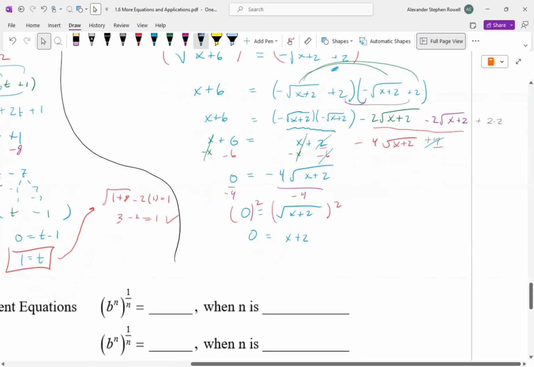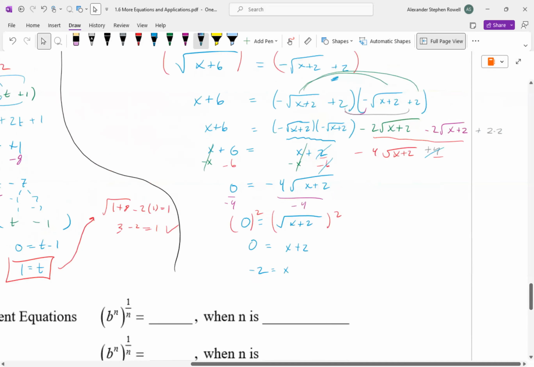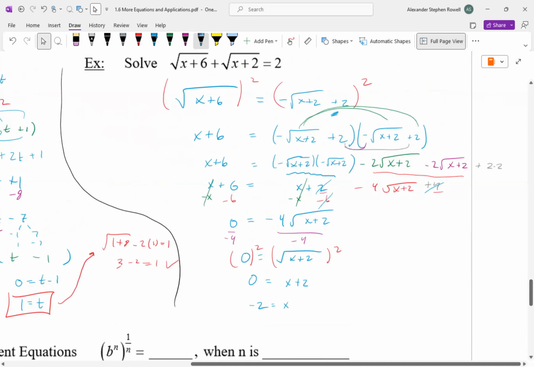So our answer is, wow, that was a lot of work. I feel like I should be done, but I'm not done. Have to check, okay. Because I squared both sides, I may have created an extraneous solution. So how do we check?